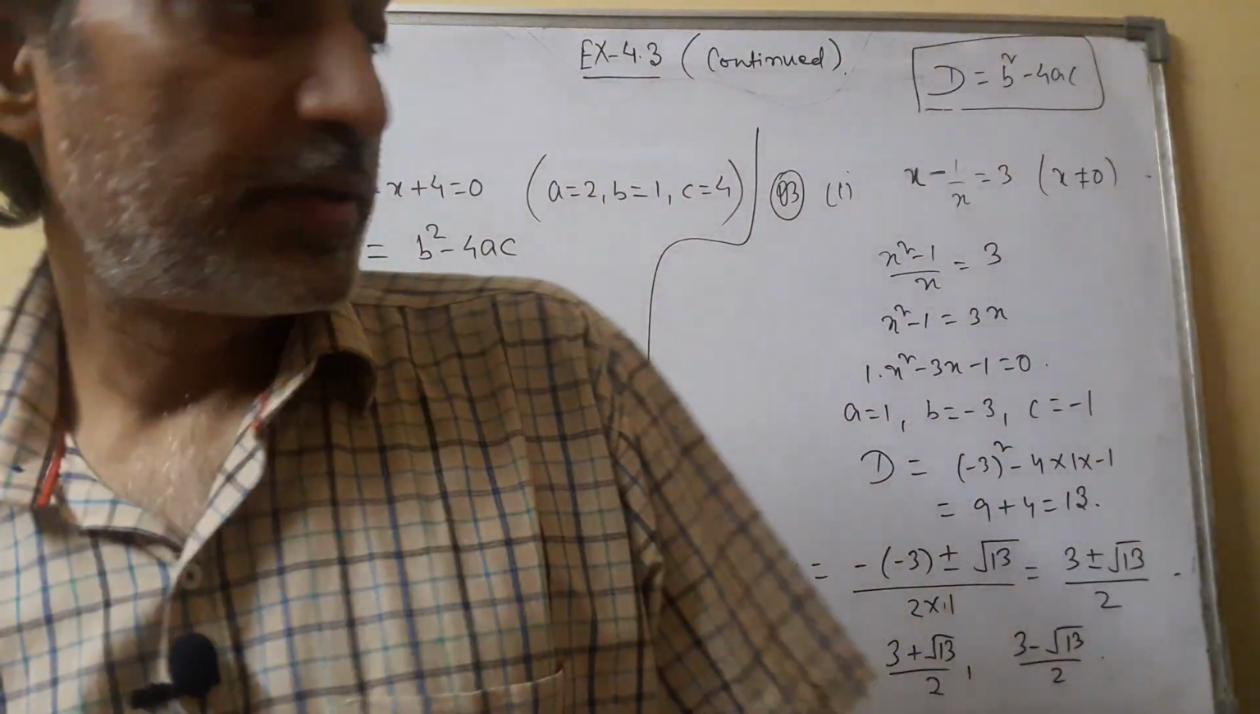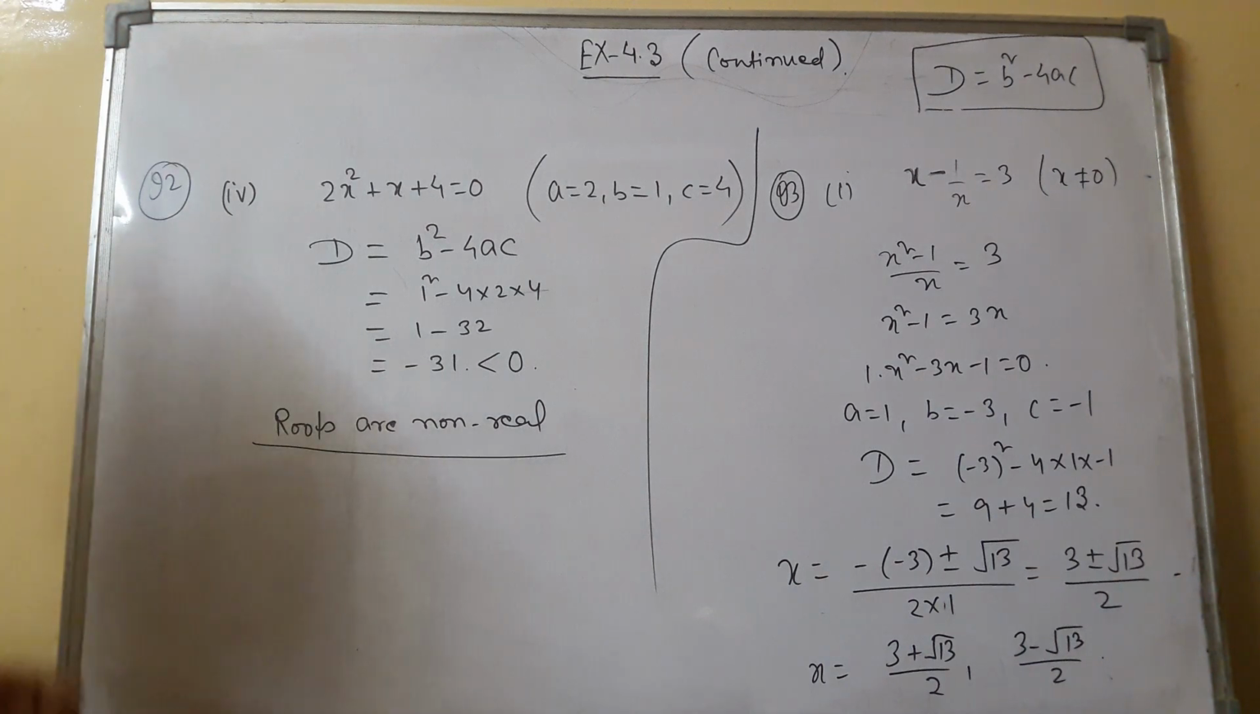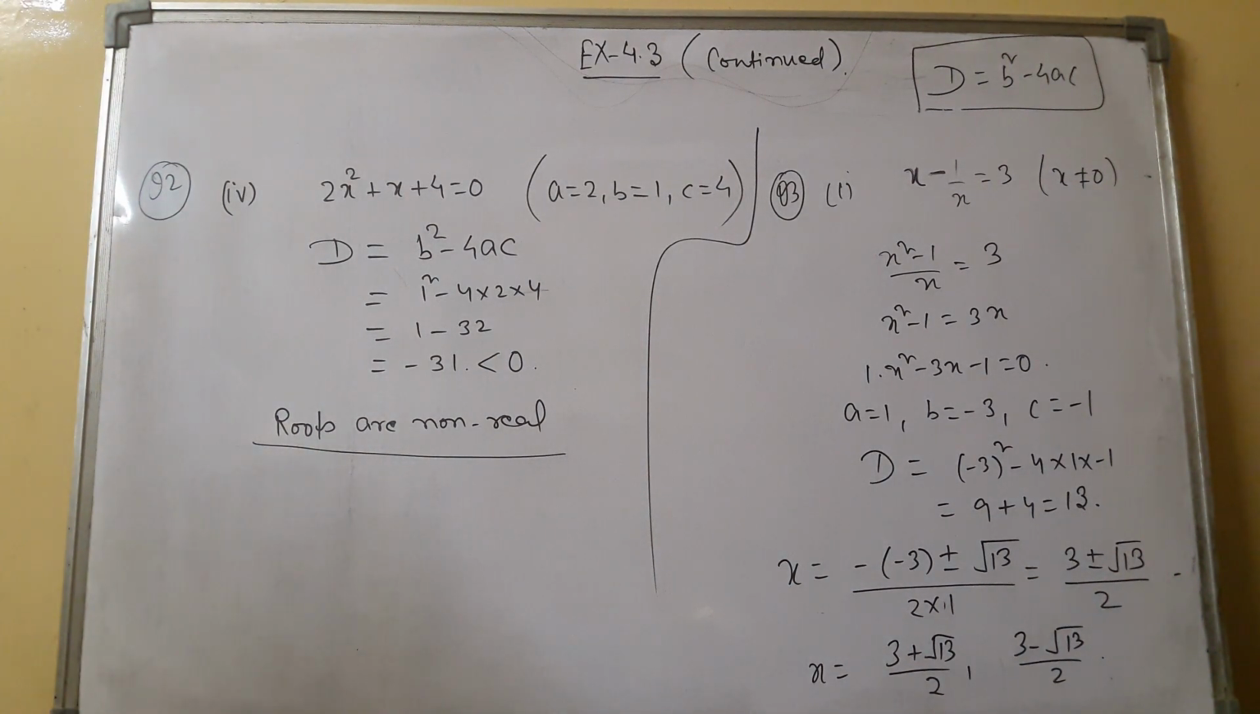So in a quadratic equation at most we can have two real roots. It cannot exceed 2.